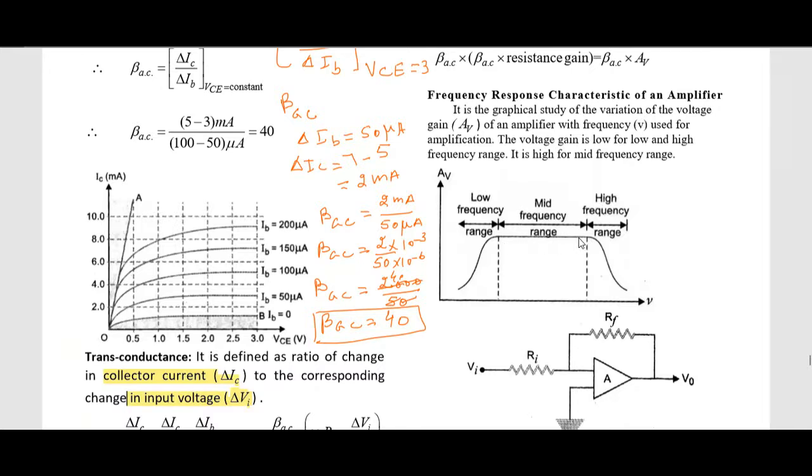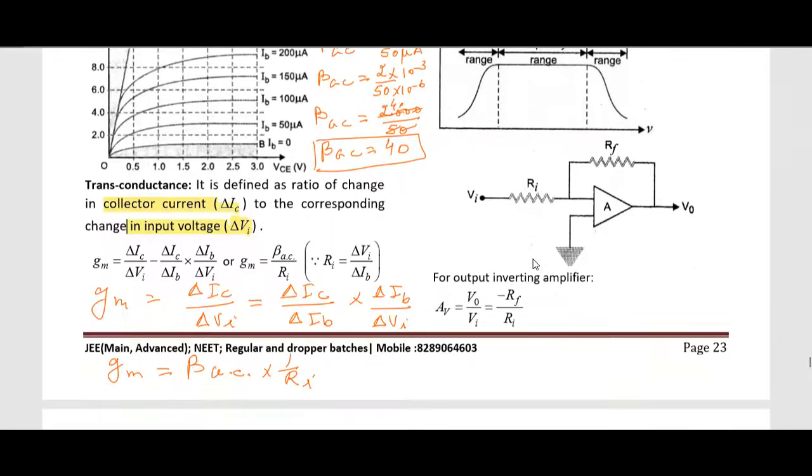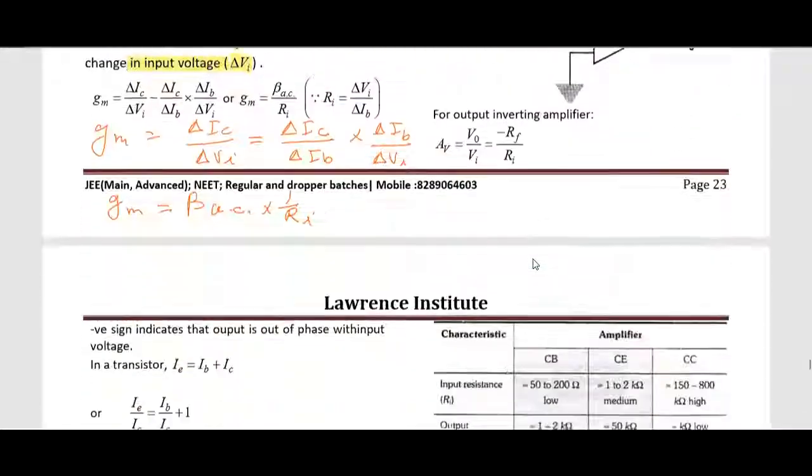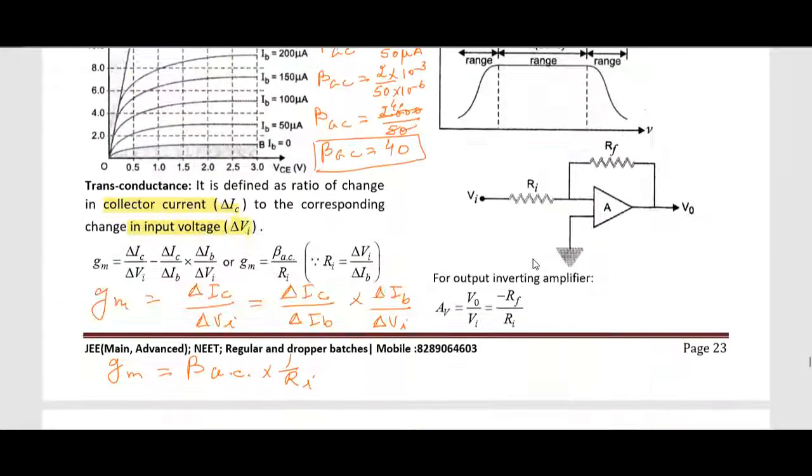performance is good. With these words I finish this lecture, and the next part we will do in the next lecture. Only one topic is left in this marathon chapter.